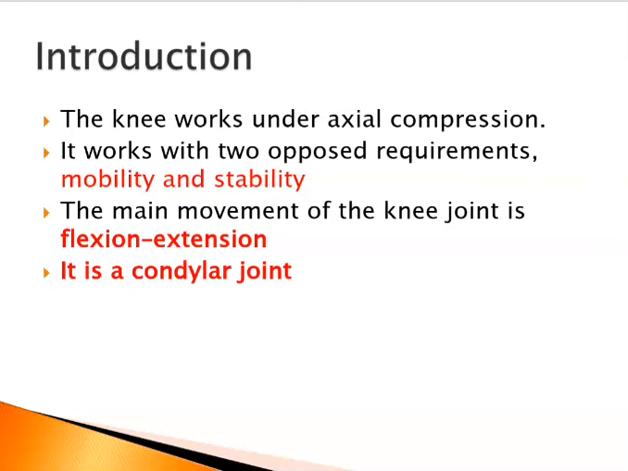Knee joint works under axial pressure, that is continuously. So it is having two opposite requirements. One is mobility and other is stability. And the movements of knee joints are flexion and extension mainly. And the type of joint, subtype is condylar joint.